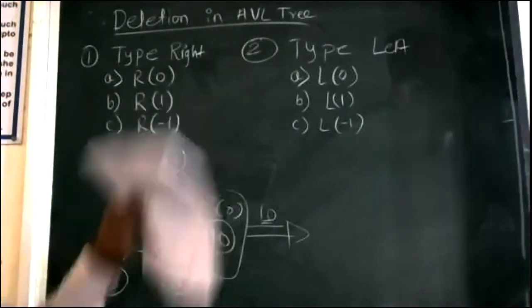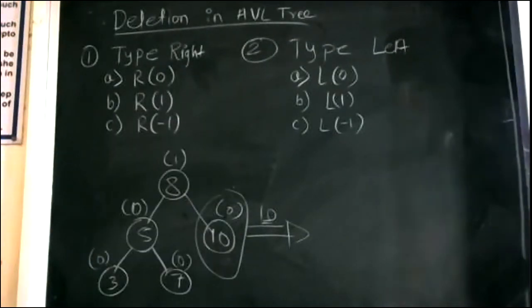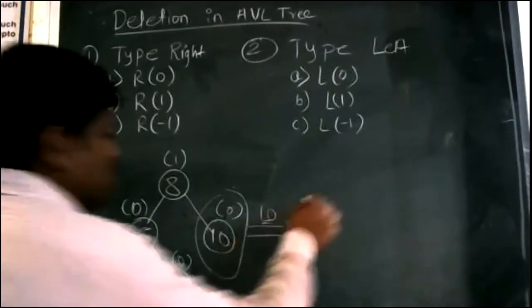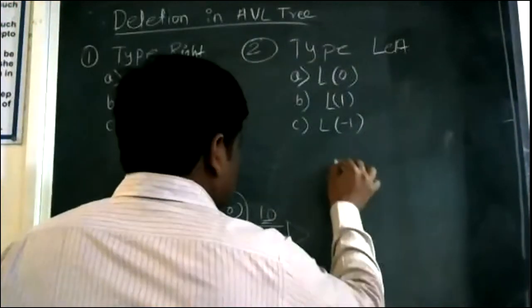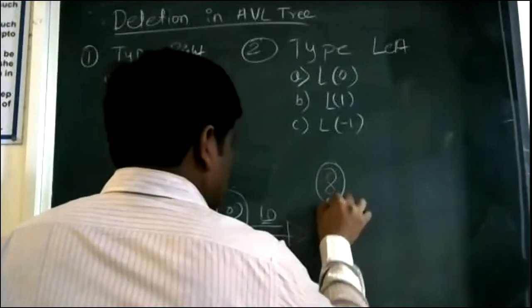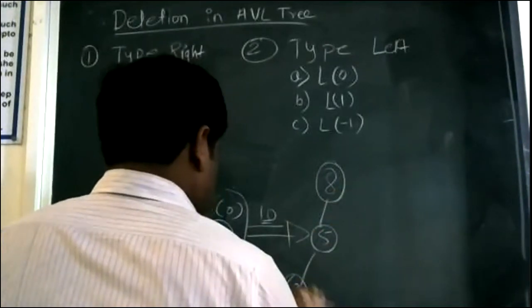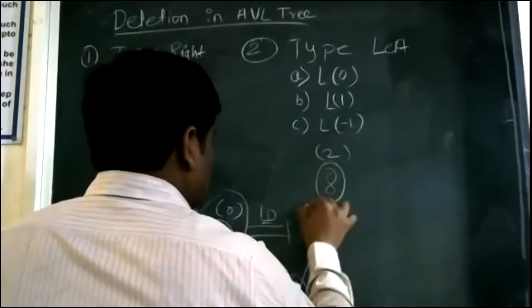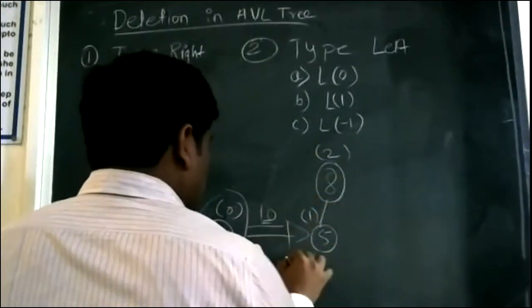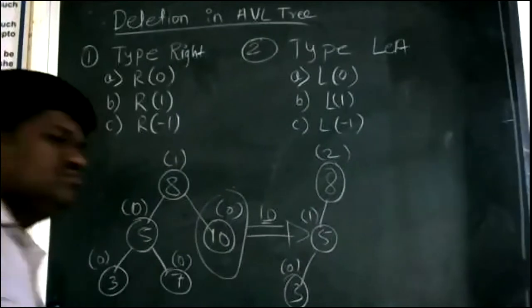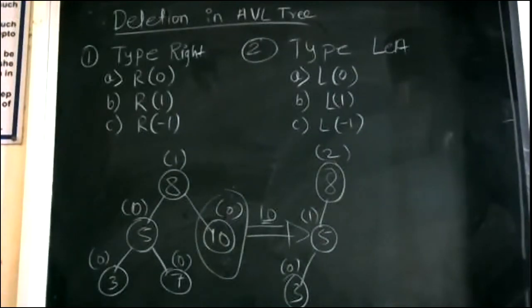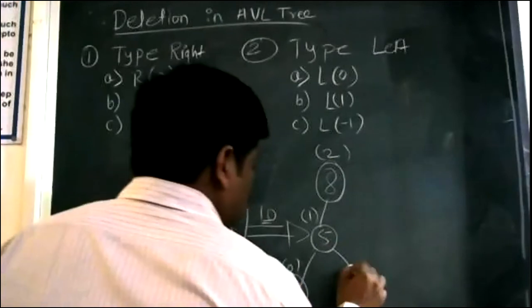what is the balance factor of 8? What is the balance factor after deletion of 10? So what is the balance factor? 2. Now here 2, here 1, and here 0. Right. Now what do you need to do? So 7, rotation.